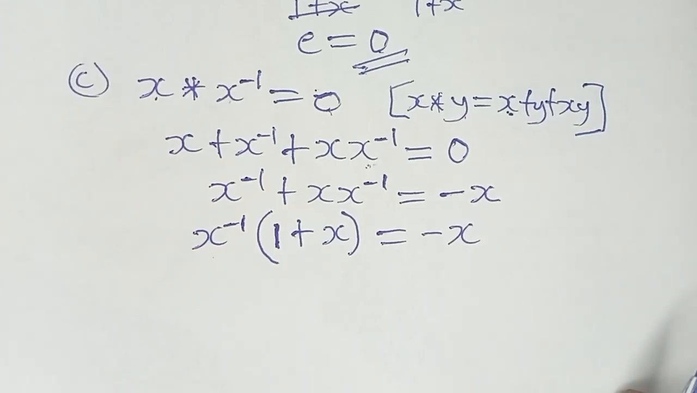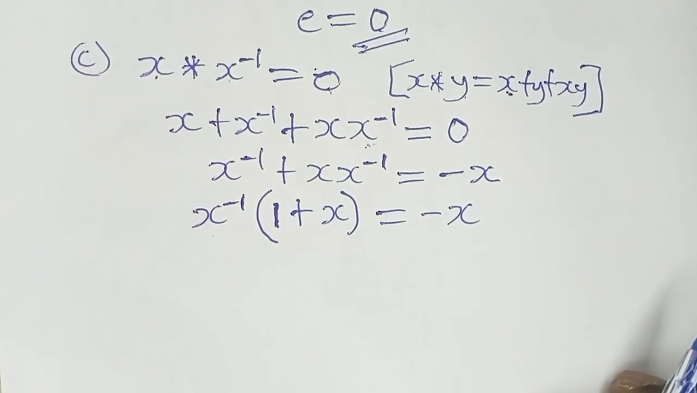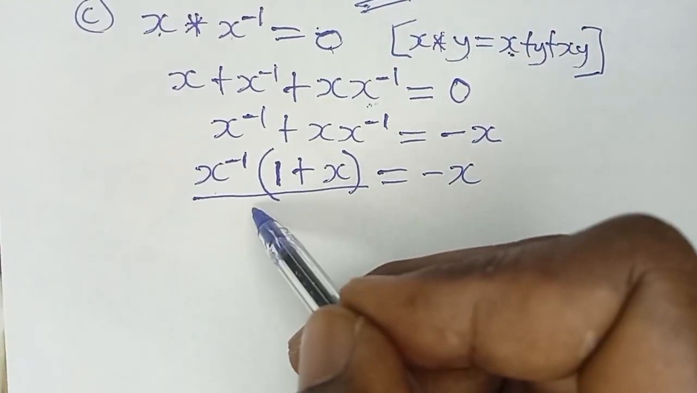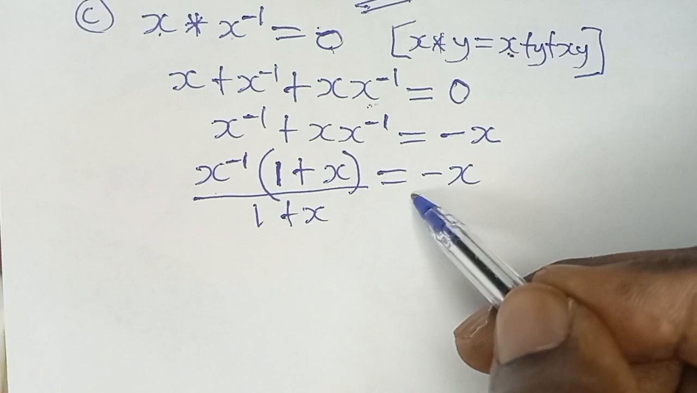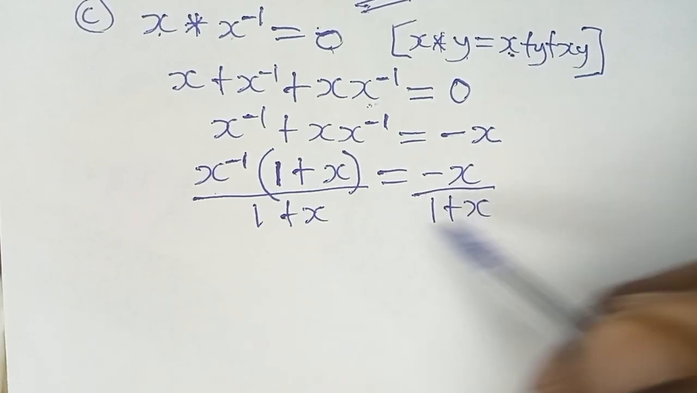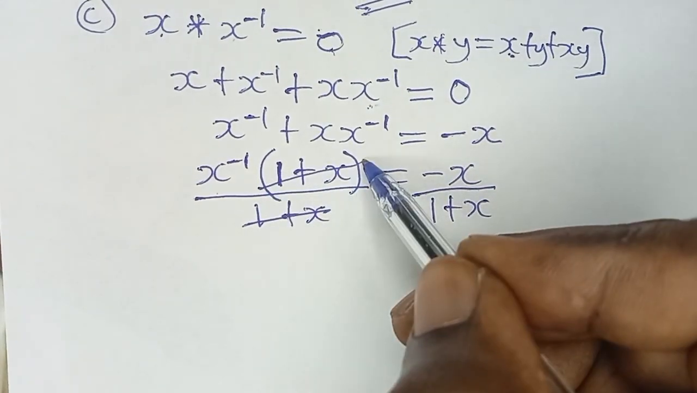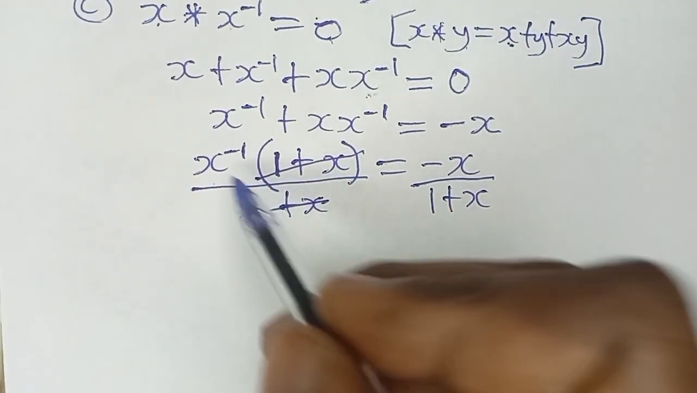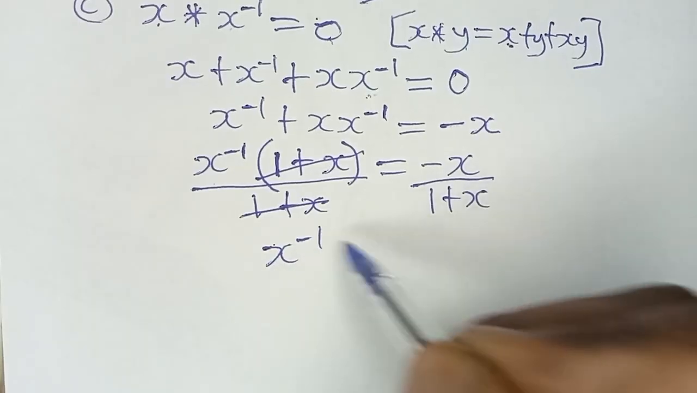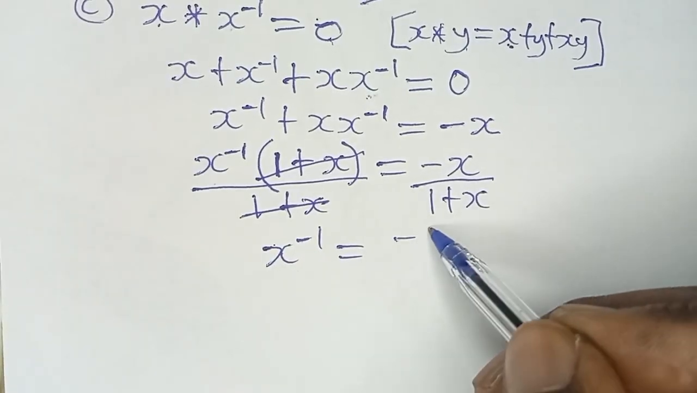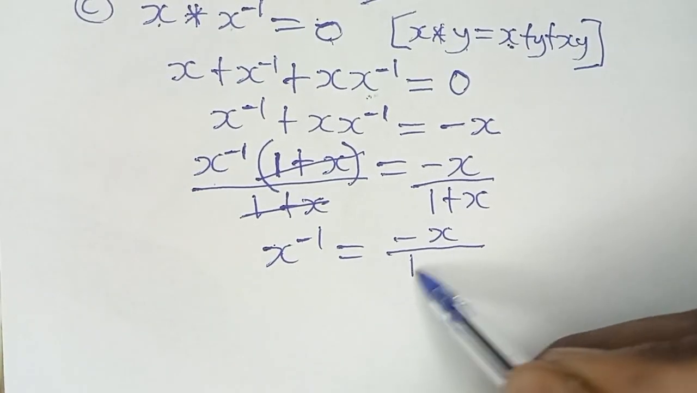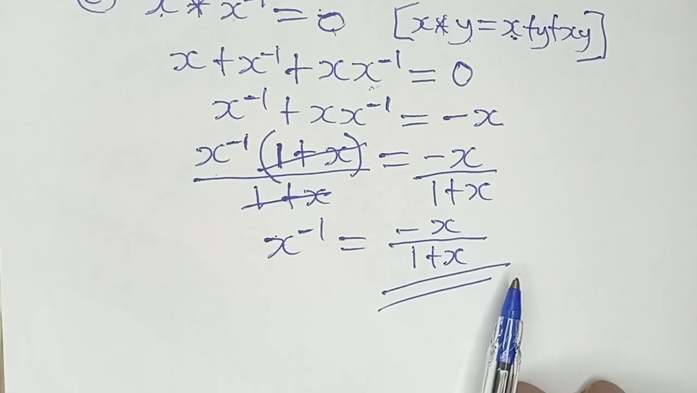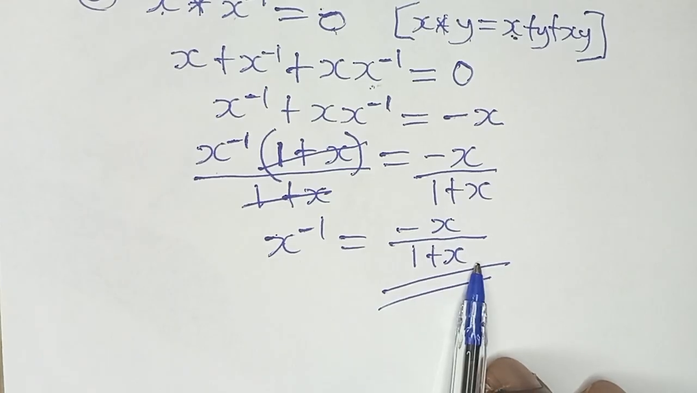So the next thing to do now is to divide both sides by this value in order to get our inverse element. So I divide both sides by 1 plus x, and then also divide this by 1 plus x. So this 1 plus x will cancel 1 plus x, and then I'm left with the inverse that I'm looking for. That is the inverse element, which is x raised to the power minus 1, and that will be equal to negative x over 1 plus x. So this is the inverse of the element, the final answer for the inverse.